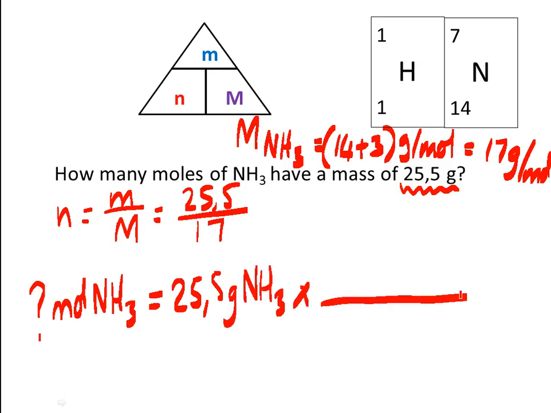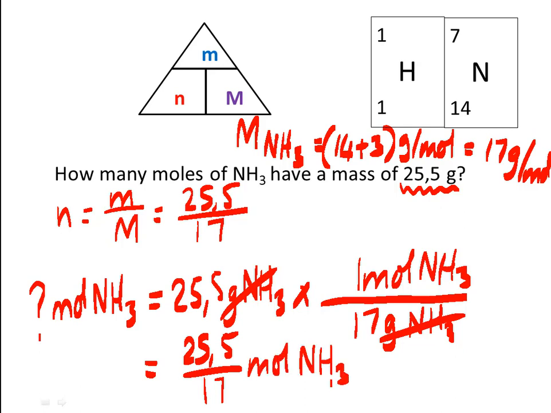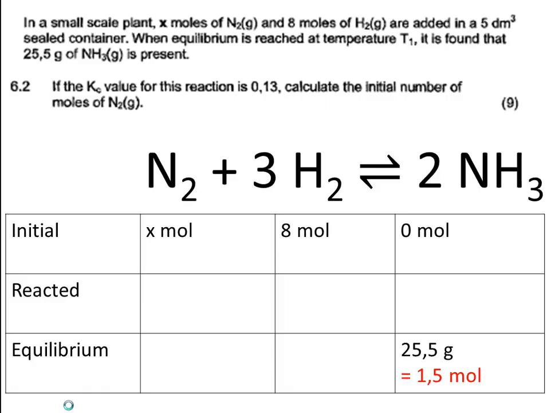We know that 1 mole of ammonia has a mass of 17 grams. Grams of ammonia cancel, and we're left with 25,5 over 17 mole of ammonia. We use our calculator: 25,5 divided by 17 equals 1,5 moles. So we know at equilibrium we have 1,5 moles of ammonia.